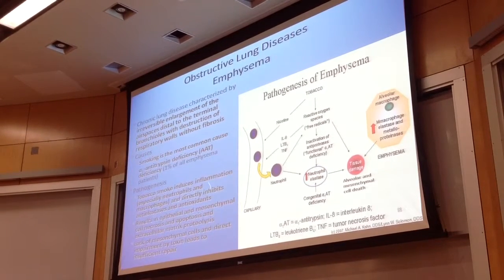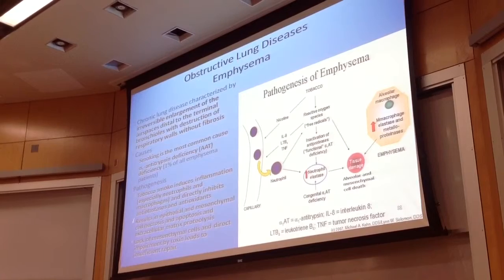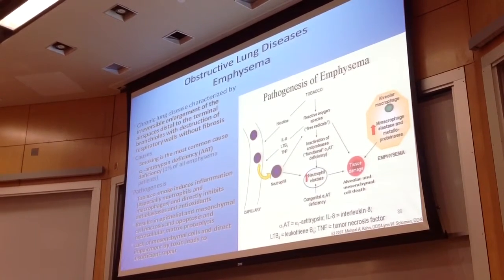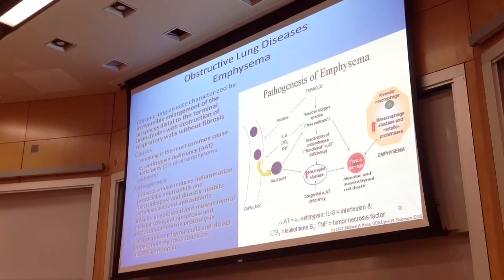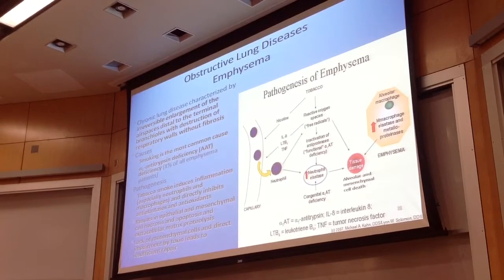The toxin directly inhibits the function of the alveolar cells, and it also promotes the release of elastases from these inflammatory cells, and it inhibits these protective mechanisms. So your anti-elastases and your antioxidants. So you have an imbalance between pro-inflammatory and anti-inflammatory mediators.